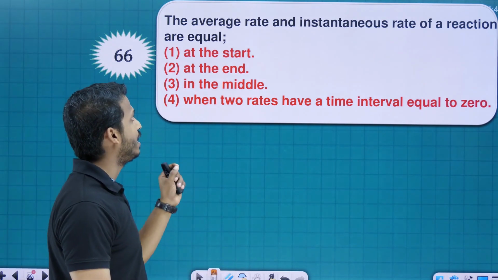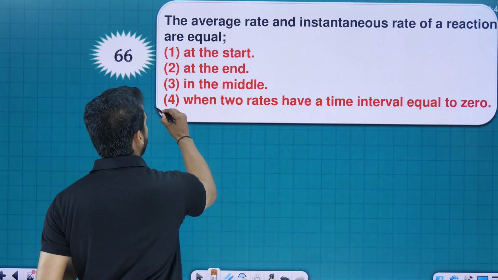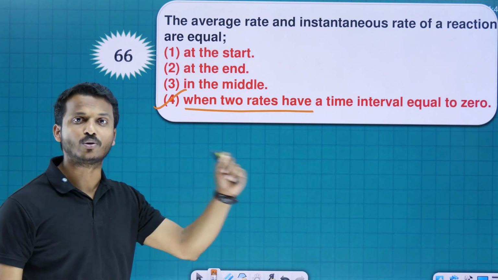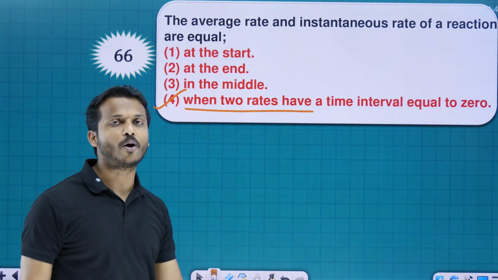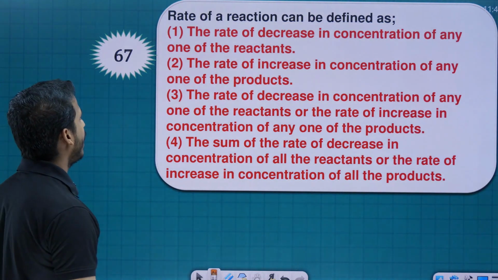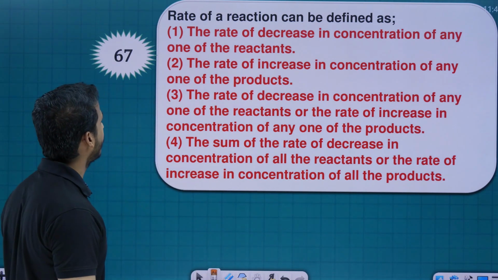The average rate and instantaneous rate of a reaction are equal when the time interval is equal to 0. When the two rates have a time interval of 0, only at that point can the average rate and instantaneous rate be equal. Rate of a reaction can be defined as, what is the definition of a rate?